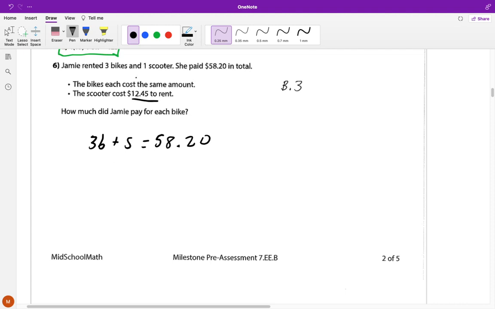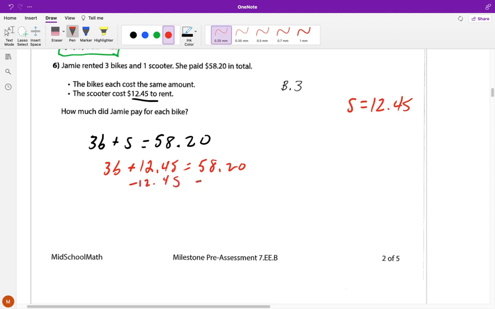But we do know that she rented the scooter for $12.45. So now I can rewrite this as 3B plus $12.45 is equal to 58.20, because I know that the scooter was $12.45. All right, then from here, we're just going to go ahead and solve this like we've done a ton of times throughout this unit. So we're going to subtract $12.45 from each side.